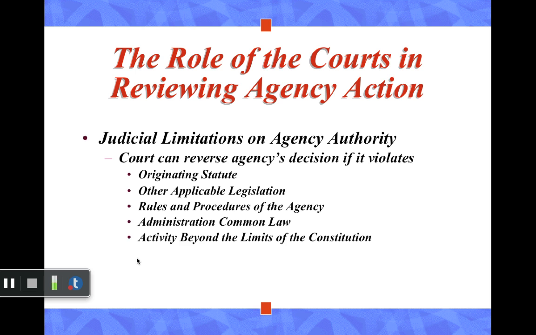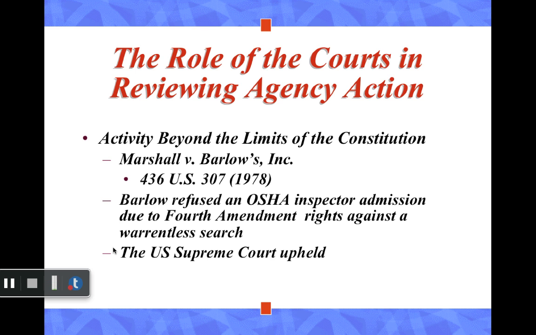The last topic that I wanted to talk about is the role of the courts in reviewing agency action. There are some limitations that the court can put on the authority of an agency. Congress can reverse an agency's decision if it violates the originating statute, other applicable federal legislation, the agency's own rules and procedures, the administrative common law, or activity beyond the limits of the Constitution. And an example of this is activity beyond the limits of the Constitution.